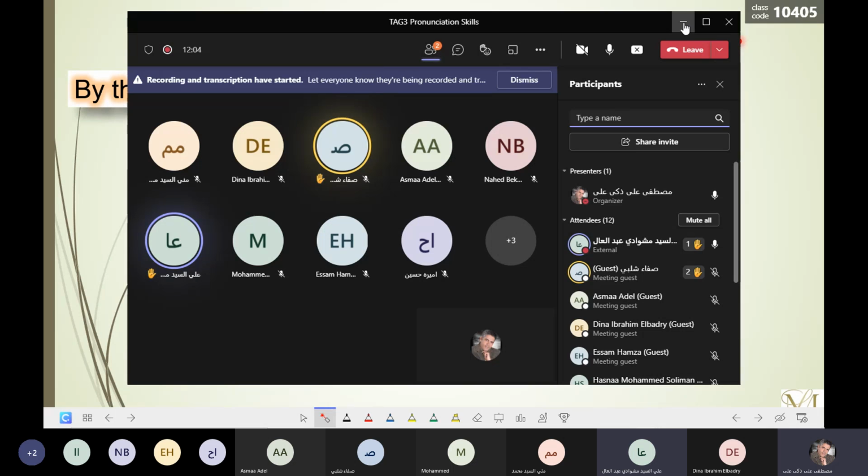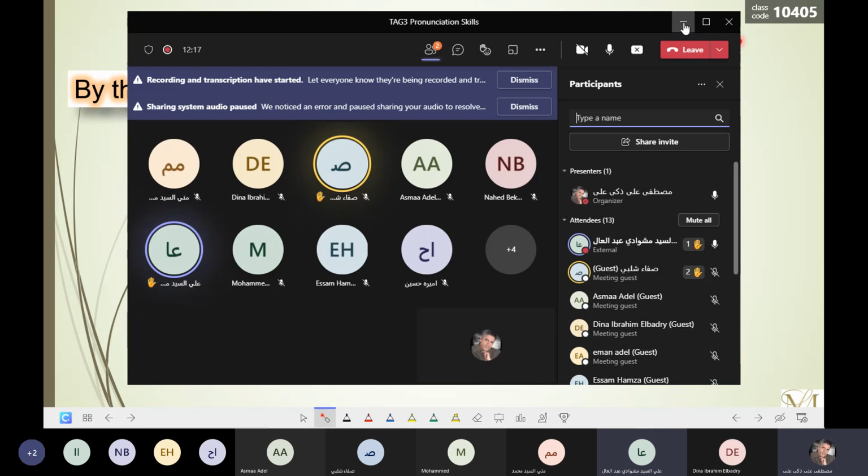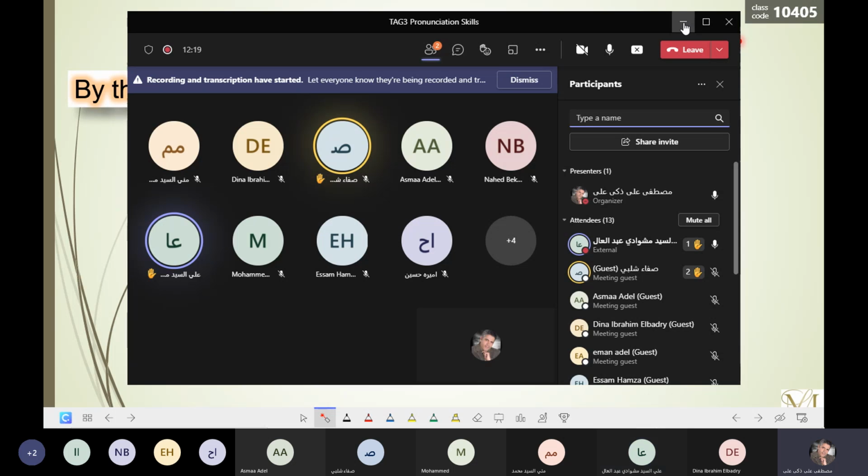Pronunciation, of course, I think it's the most important point in any language. To pronounce correctly will help you to convey your message. And I think this session will deal with good and correct pronunciation, connected speech, reduced accent, and of course, we will deal with the schwa sound. I think this will be our session today.